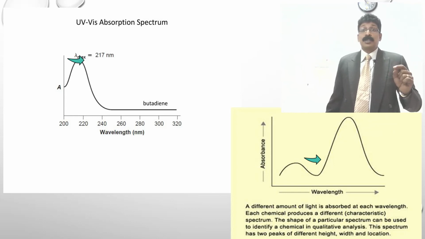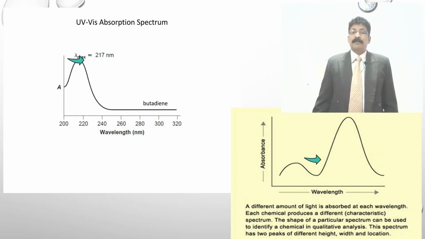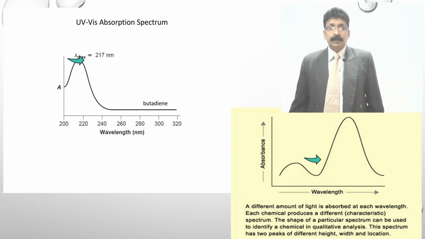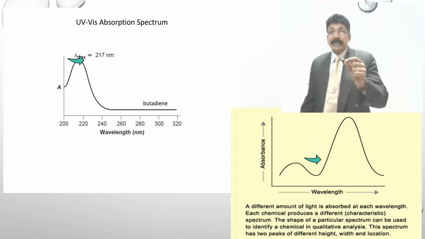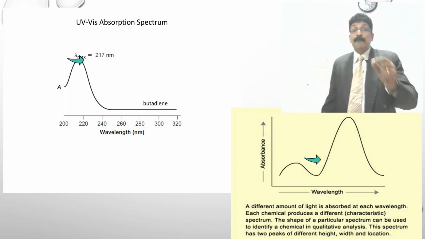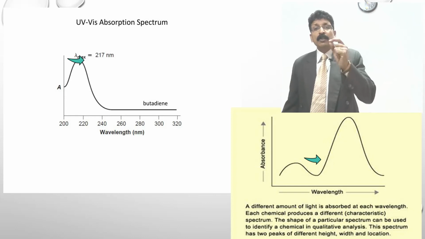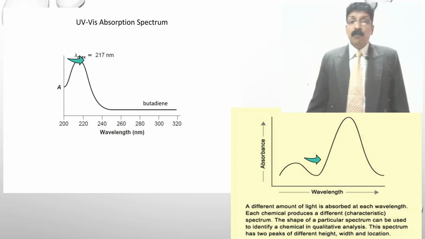The shape of the particular spectrum which is obtained here, the shape of the particular graph, the particular band, can be used to identify a chemical in qualitative analysis also. Because of advanced computer systems, they can even identify qualitatively the presence of the compound. That's why we are making this data even in other instruments like chromatographic techniques like HPLC, HPTLC. Advanced technology can be applied to identify by means of the spectrum. By means of a detector, UV spectral detectors are used in various instruments to identify, and the spectrum can be used to identify the chemical in qualitative analysis.